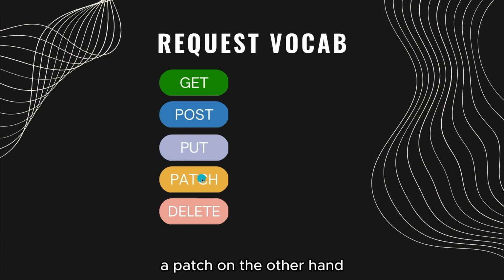A patch, on the other hand, just patches up a resource in the server. So basically, for example, there's a file in the server and you want to patch it, then you can just send the particular part of the file you want to patch and it will be patched up in the server.